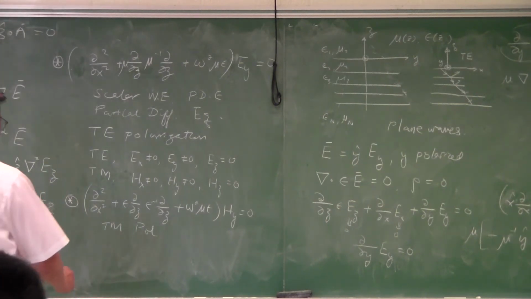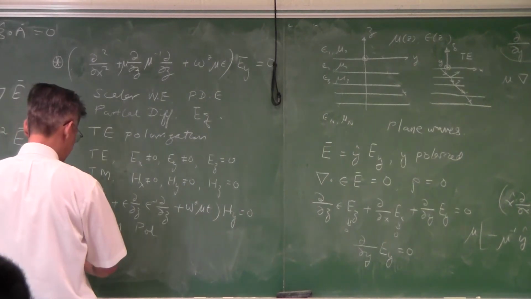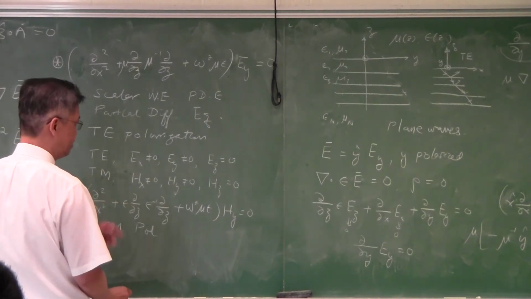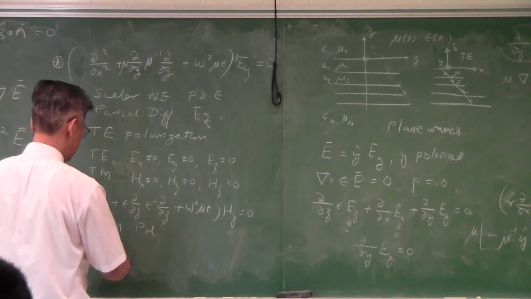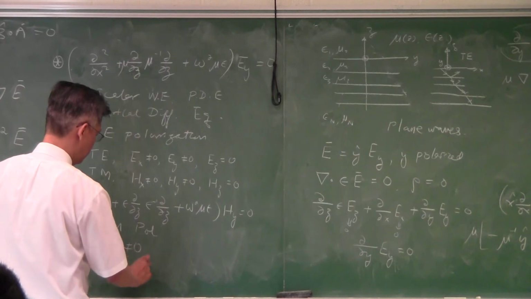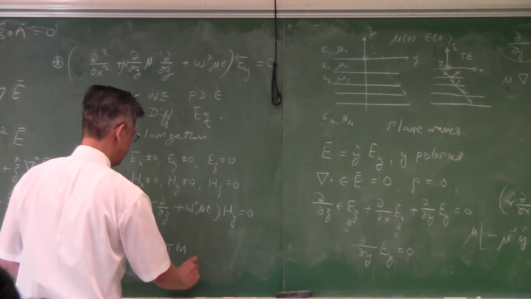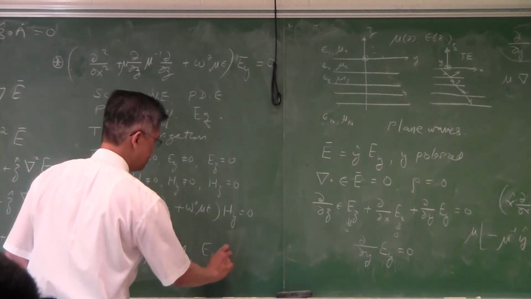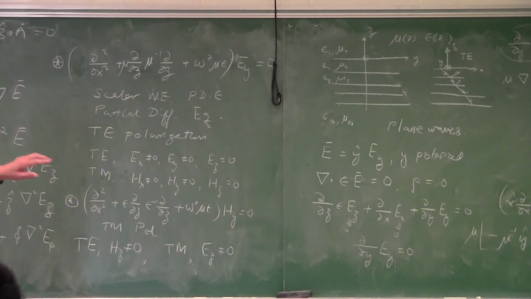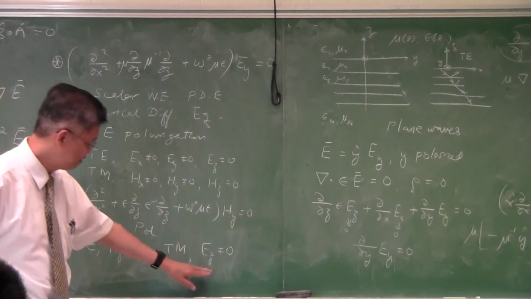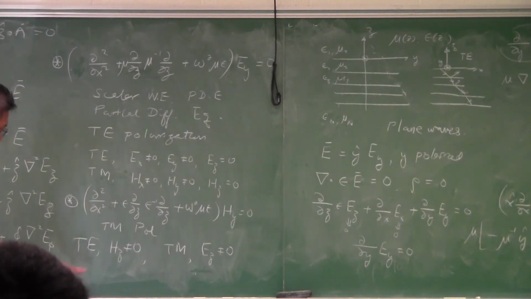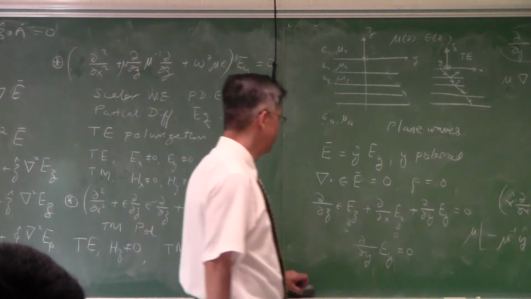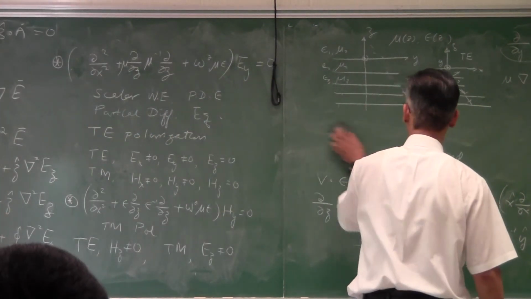You can also say that whenever I have a TE wave, it is characterized by the fact that Hz is not equal to 0. Whenever I have a TM wave, it's characterized by the fact that Ez is not equal to 0. Okay? TE wave has Ez equal to 0, but TM wave always has Ez not equal to 0. TE wave always has Hz not equal to 0. We can do a simple plane wave example to understand why.